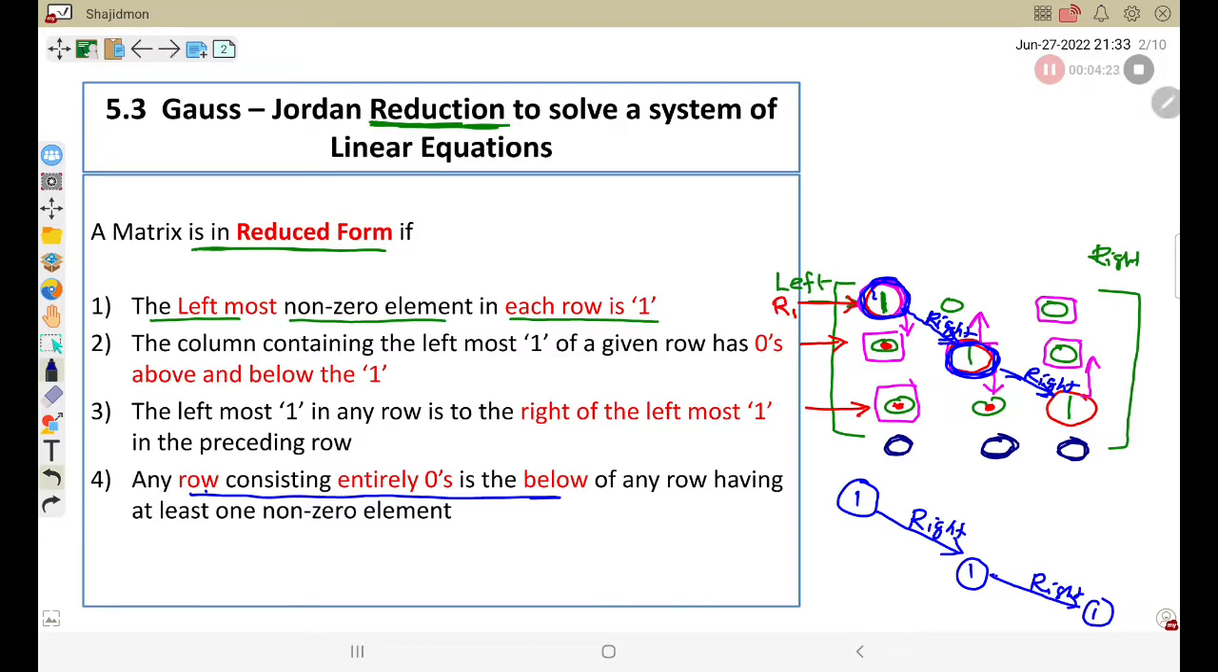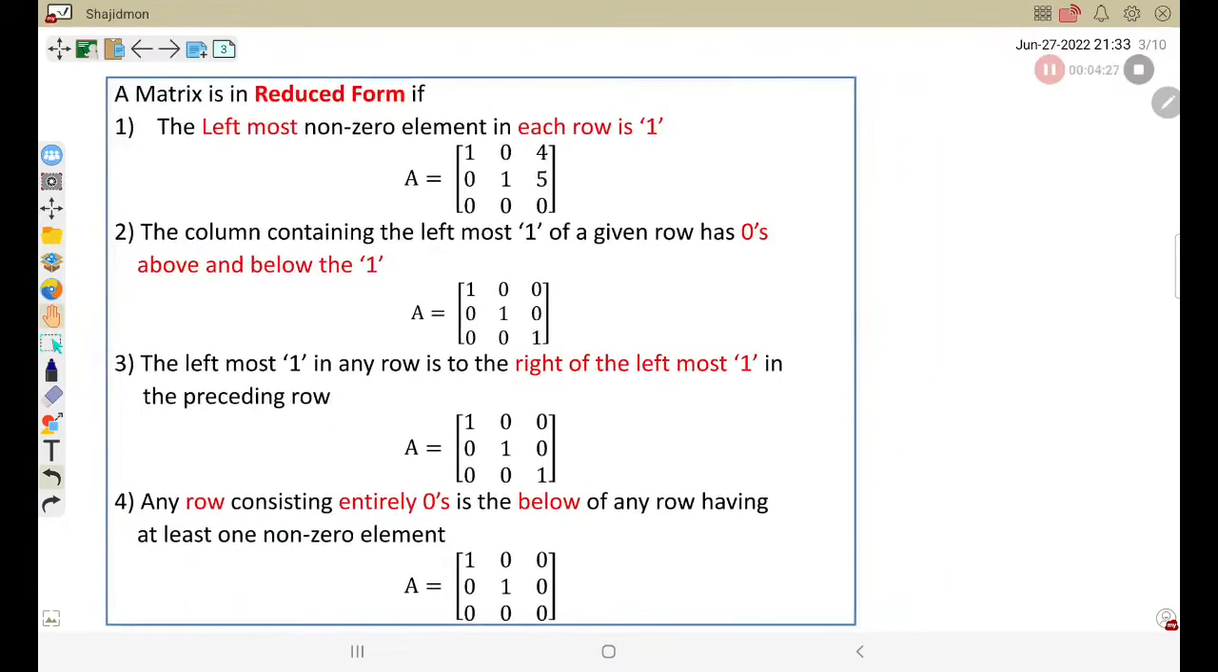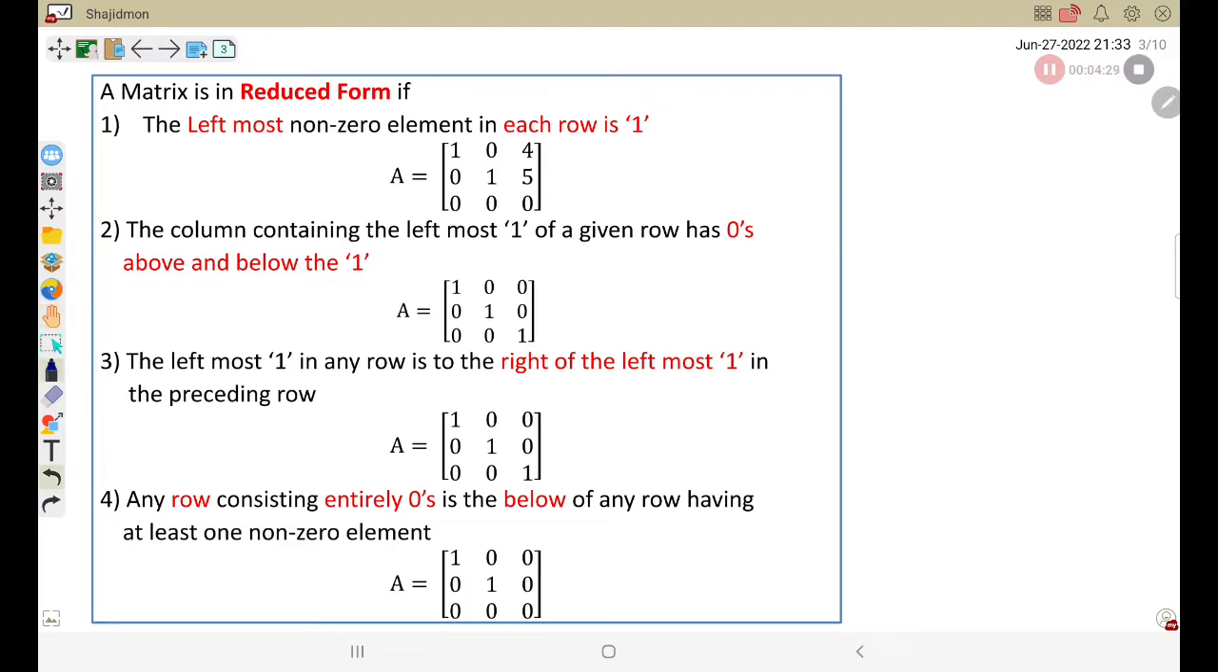You can see the examples of each property one by one. For example, a matrix is said to be in reduced form. The leftmost non-zero element in each row should be 1. See, the first row's non-zero element is 1. The second row's non-zero element is 1. A beginning 0 is no problem, only the non-zero element matters. The third row, see, is full of 0, no problem.